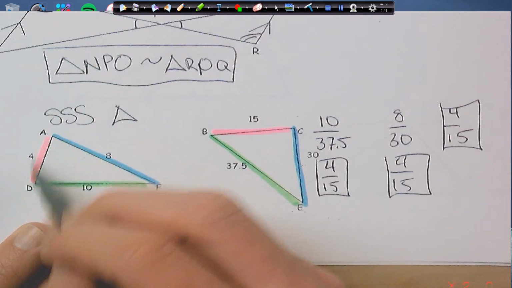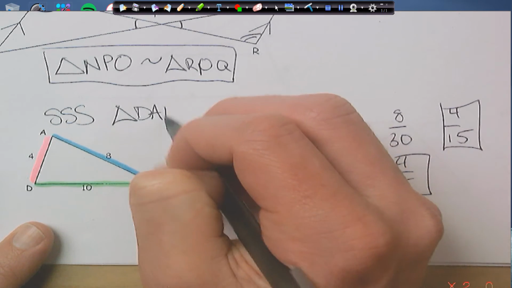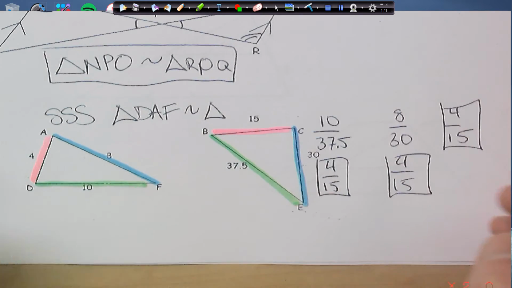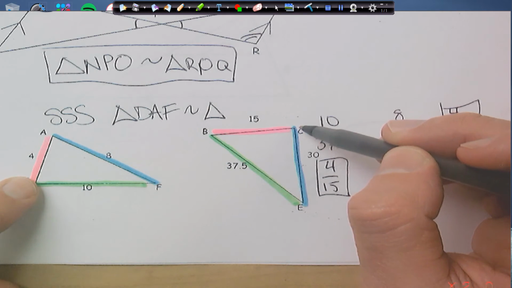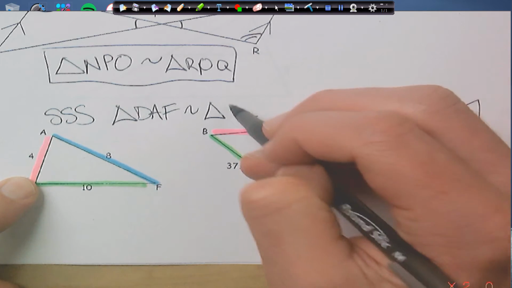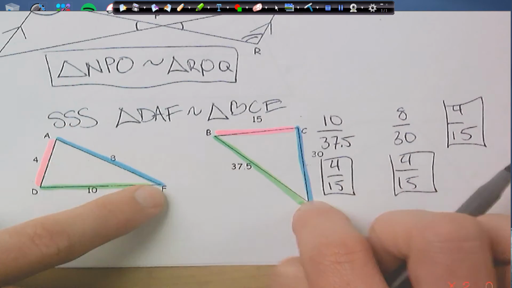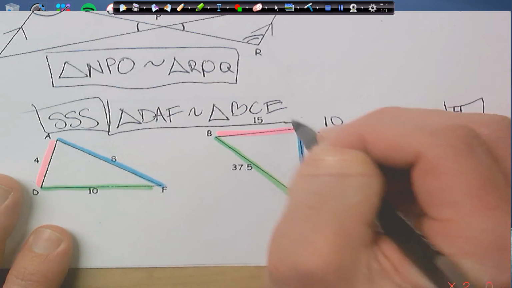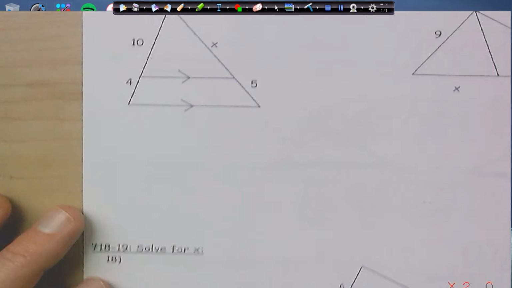Triangle DAF is similar to triangle. I started with the green and pink, so it's going to be BCE. I've got to just be careful. Yeah, that works. Okay. All right. Almost there. Long worksheet. Here we go. All right.